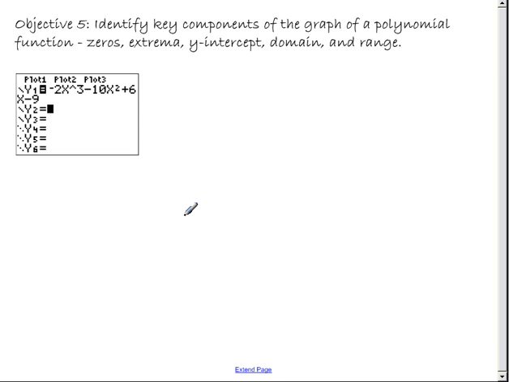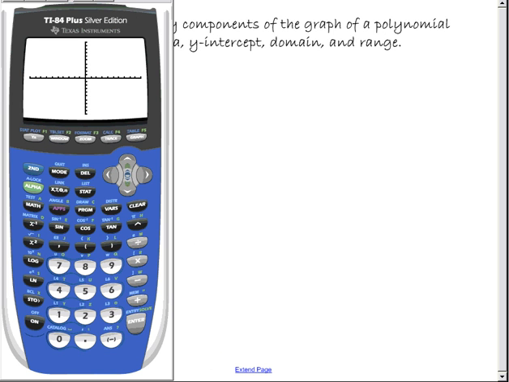So let me look at a problem now where you're going to be able to do this on your homework. But whenever you're given a problem in your homework, you're not going to have to do this by hand. You're definitely going to use the calculator. So we want to identify key components of the graph of a polynomial function. That is, find the zeros, find the extrema, the y-intercept, domain, and range. We could do all of this on the calculator. So let me pull up the calculator here.